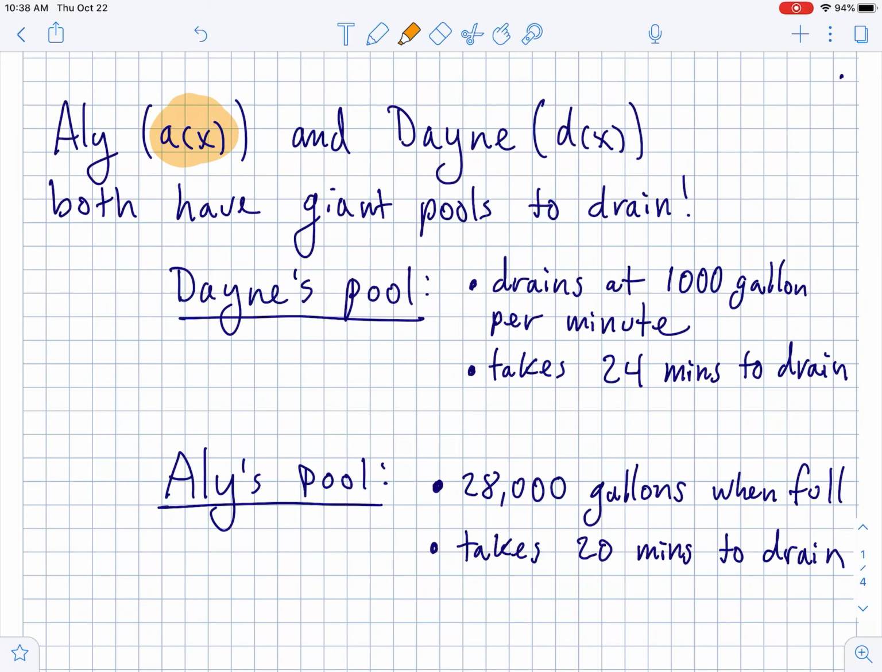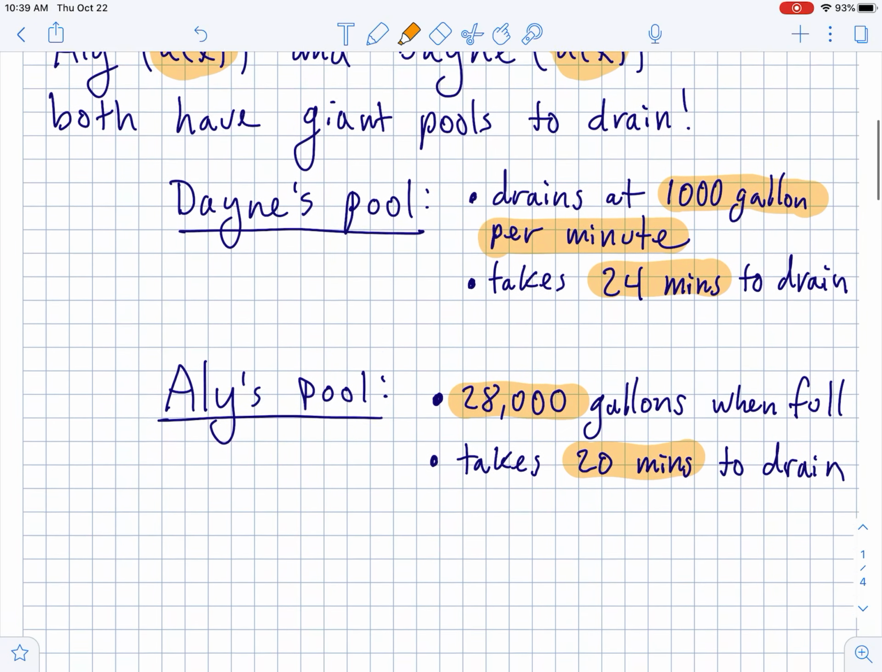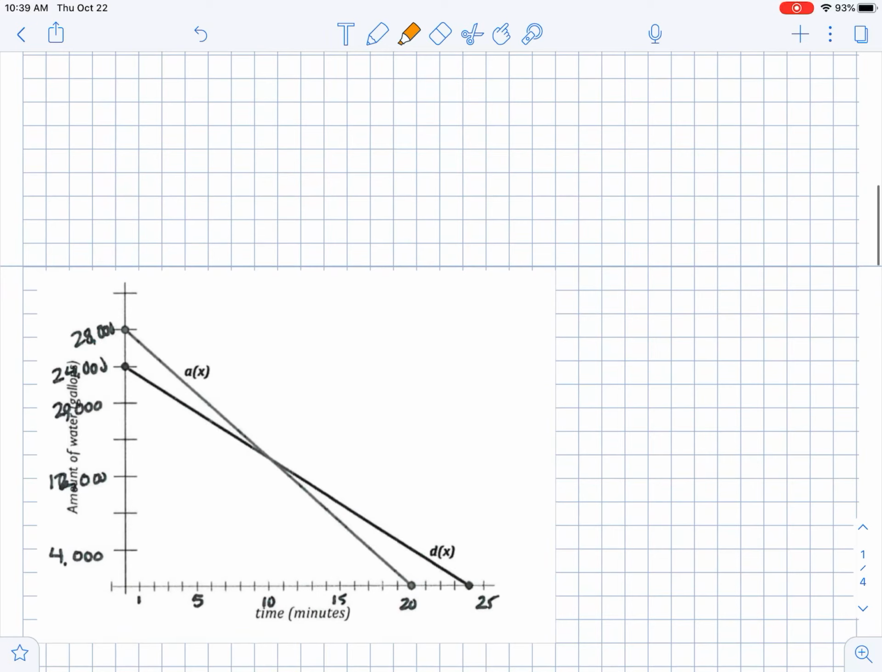Here's the main problem we're working with today. There's Allie, whom we're going to call A of X, and Dane, whom we're going to call D of X. Both these people work at a water park, and they have these giant pools that they have to drain at the end of the day. Dane's pool drains at 1,000 gallons per minute and takes 24 minutes to drain. Allie's pool holds 28,000 gallons and takes 20 minutes to drain. So we don't know her rate, but we do know how much her pool holds in total, as opposed to Dane, where we know his rate, but we don't know right off the bat how much his pool holds, although you can figure it out pretty quick.